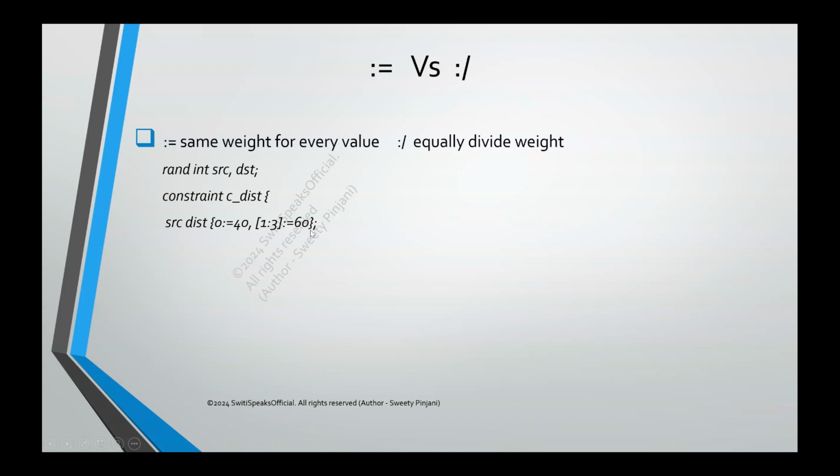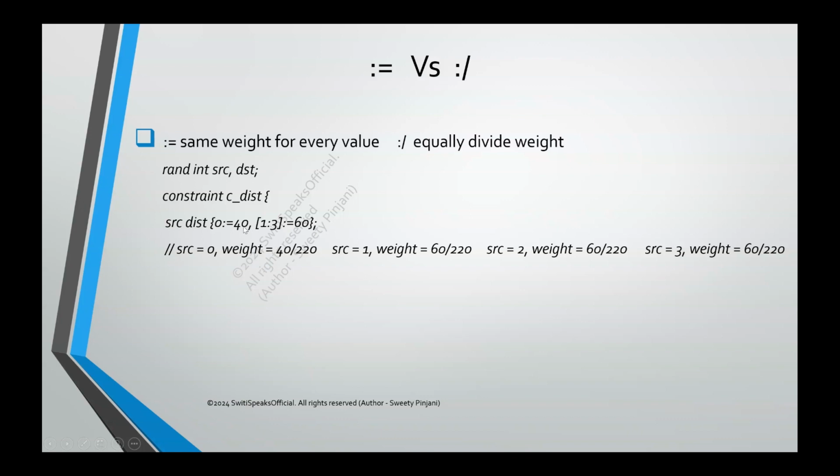60 into 3 is 180. 180 plus 40 is 220. Total weights are 220. So how is the distribution here? For value 0, your weight is 40 divided by 220 because the total was 220. For three values it was 60. 60 into 3 was 180. And for one value it was 40. 180 plus 40 was 220.